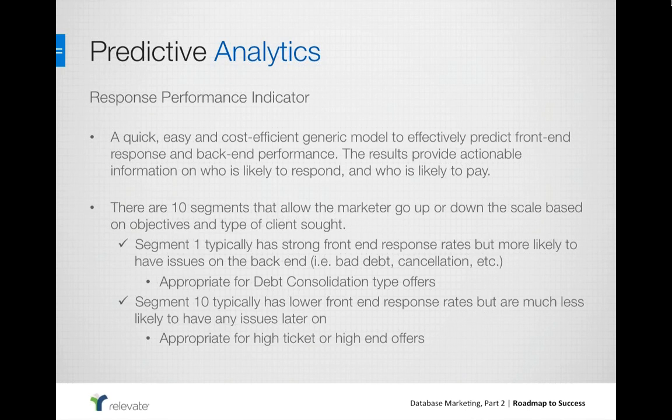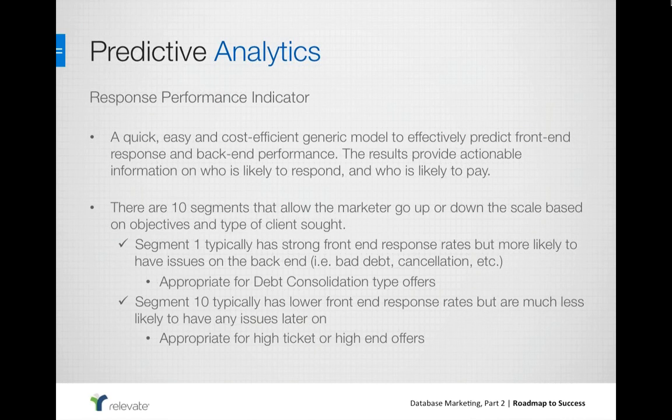There are 10 segments associated with RPI, and unlike the decile rankings we saw in the gains charts with custom models, the 10 segments here allow a marketer to go up or down the scale based on the objectives and the type of client sought. We can't generally say that one ranking here is better than the other. It really depends on the client and the objective.